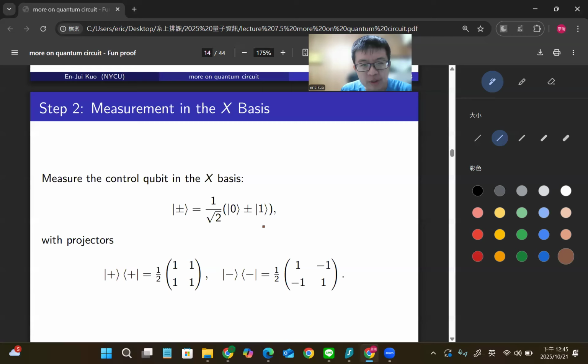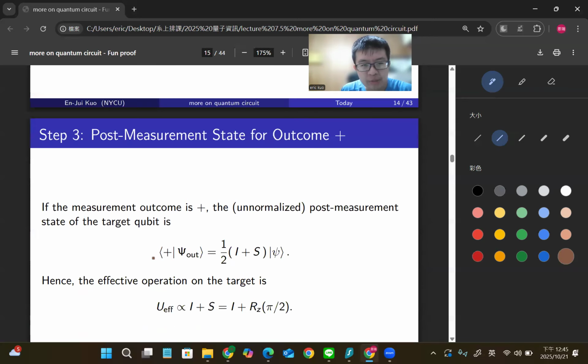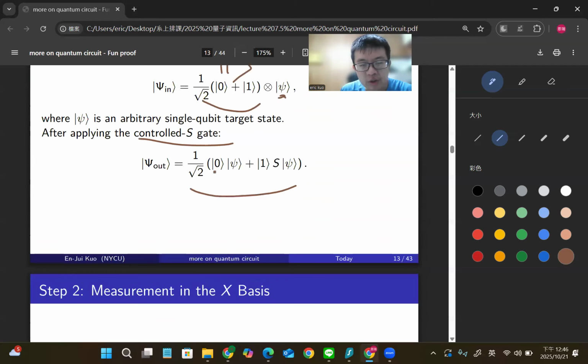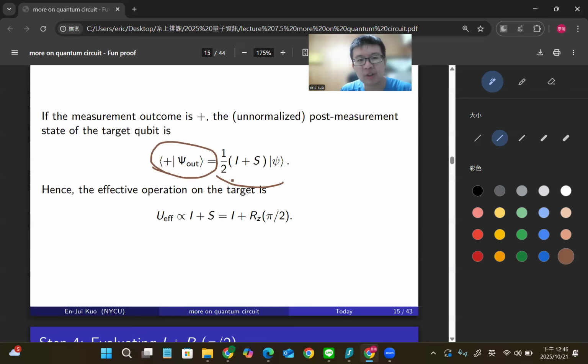Now this is X basis. Just recall that plus or minus is 1 over square root of 2 times 0 plus or minus 1. Okay, so now I project into plus state. So I measure the first qubit in the plus or minus basis. Okay. So in here this is 0, you get psi. Project 1, you get S psi. So the total projecting state is 1 plus S acting on psi. So effectively it is identity plus S gate, identity plus phase gate, right?